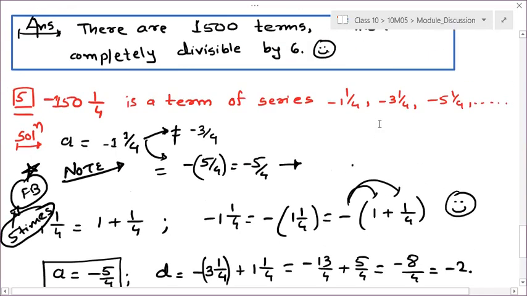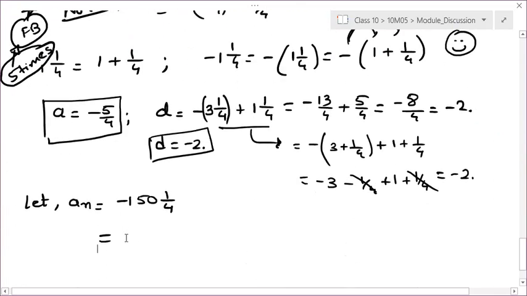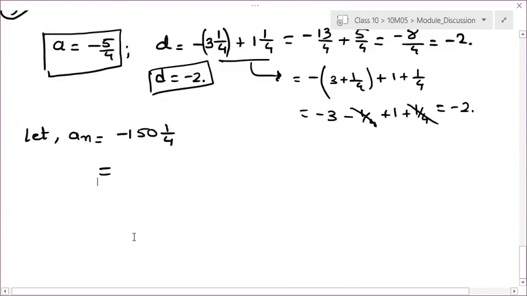Okay, now we need to find whether minus 150 integer 1 by 4 is a term of the series or not. So let us take an equal to minus 150 integer 1 by 4. How can we find this? First we need to keep the minus separate, right? So this is your minus. 150 into 4: 150 2s are 300, so 4s are 600, or not? 600 plus 1 divided by 4. So it is minus 601 by 4, or not?